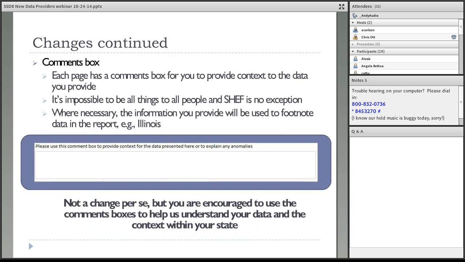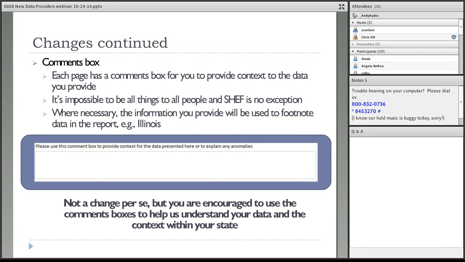And then the last change, which is not really a change: comment boxes have always been available on each page. But we really want to encourage you all to use these, especially if there's something that needs to be explained with your data. The example I will give is the state of Illinois, which accurately fills out the SHEF data, providing the data that we asked for, and they do a great job of that. And they show this major increase in funding over the last 5 years. They're one of only 3 states with an increase according to our data.